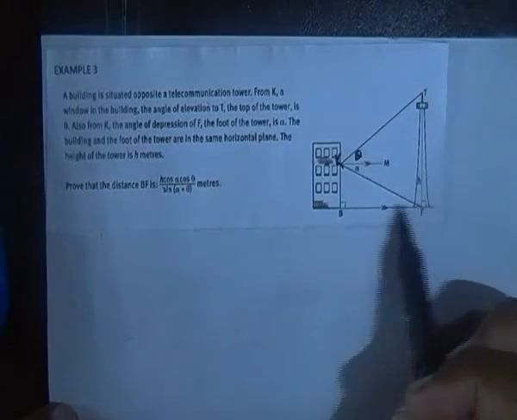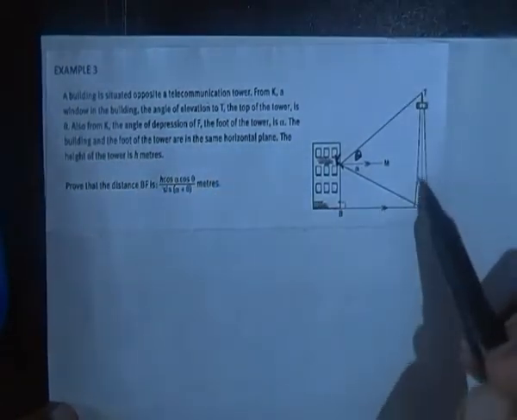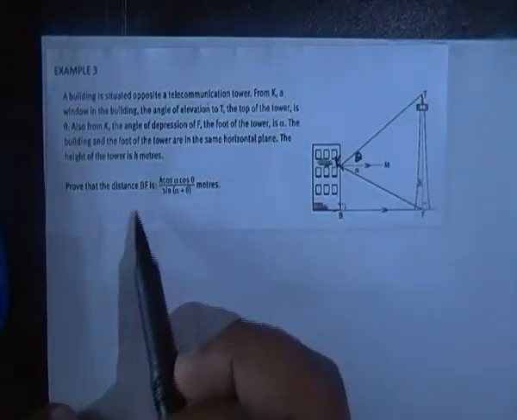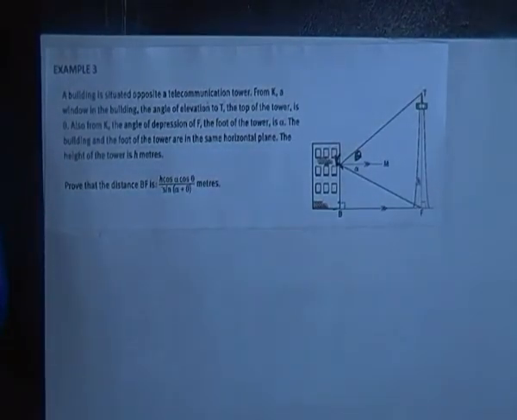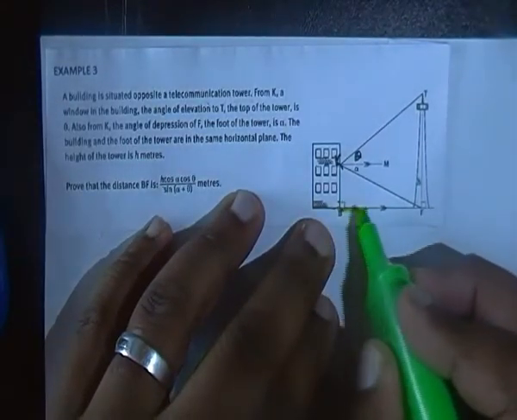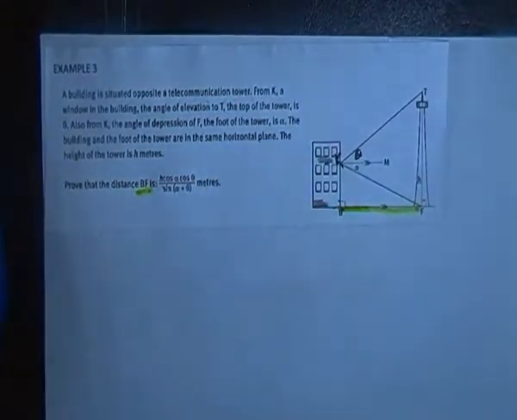The building and the foot of the tower are in the same horizontal plane. So that means this and that make 90 degrees. The height of the tower is h meters. So the height from there to there, TF is h. So here's the question. Prove that BF is equal to that. Okay, where is BF? There is BF over here. So that's what we need to find.